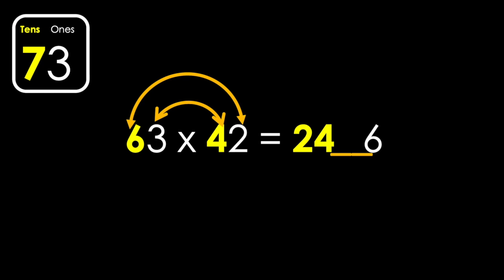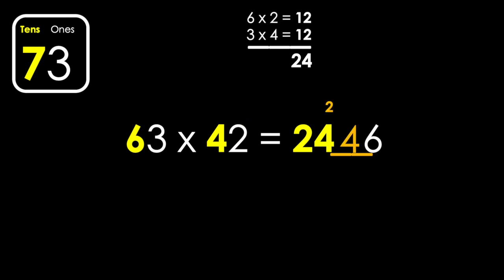So 6 times 2 is 12, and 3 times 4 is 12 also. The total is 24, so this will be our middle number. But take note, it has two digits, so we'll bring down 4 and carry over 2. So the number will be 2, 6, 4, 6, wherein 6 comes from 2 plus 4. Okay, so this is the method when it doesn't fall on the first criteria.